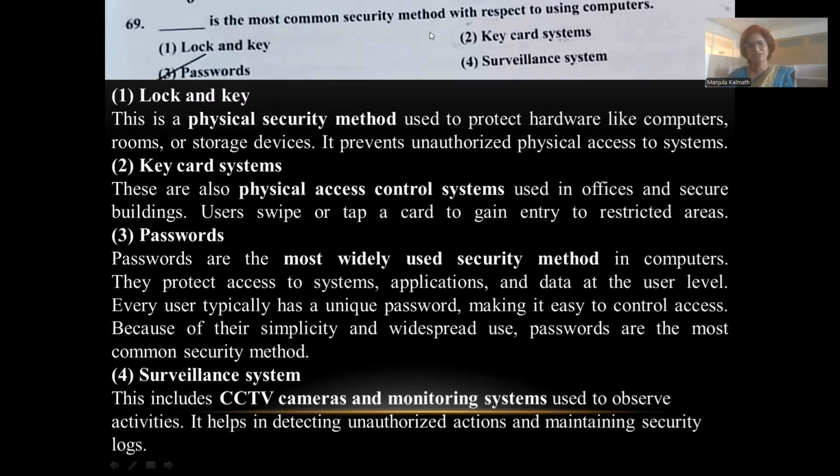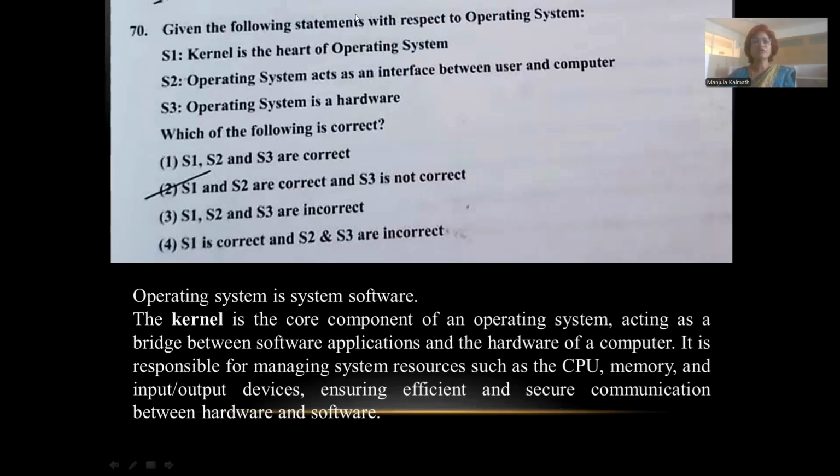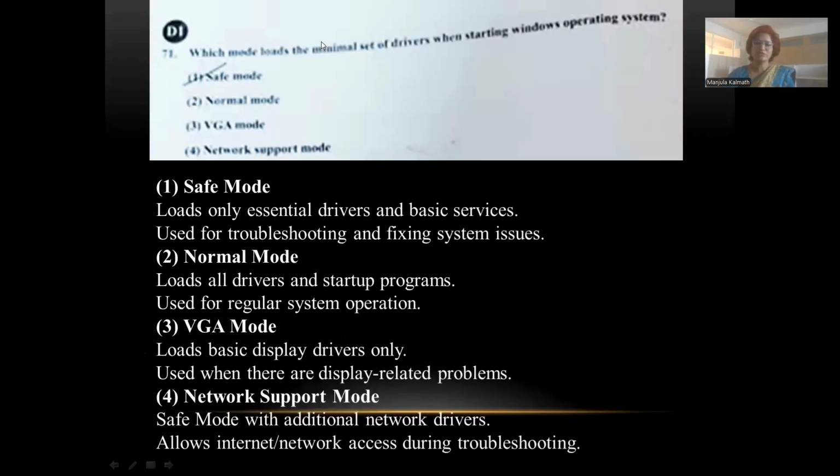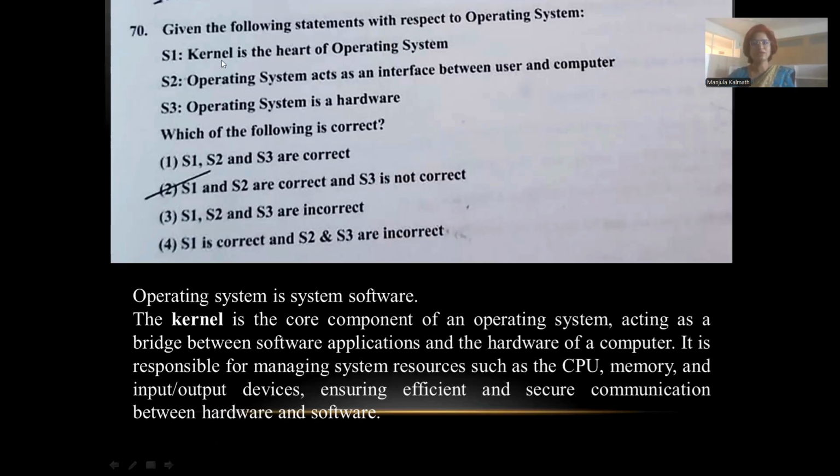The next question is, given the following statements with respect to operating system. The first option is, kernel is the heart of the operating system. Second one, operating system acts as an interface between the user and computer. And third one, operating system is a hardware. So here, three options are given.